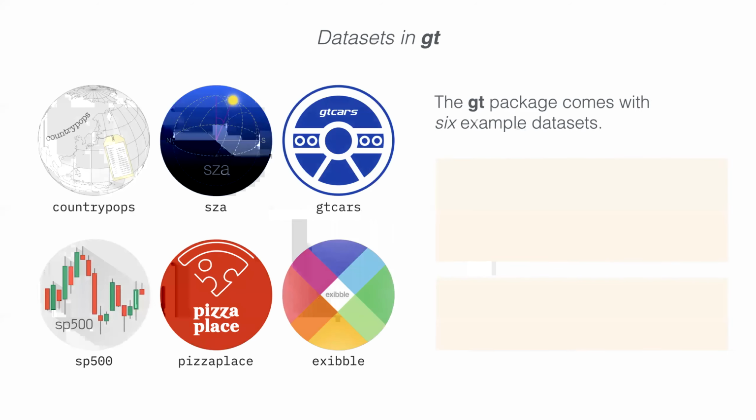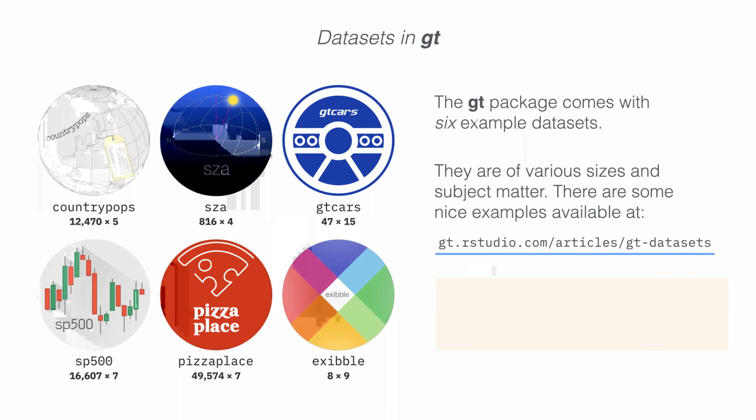It'll be so cool. Okay, I went a little crazy with GT. I put in tons of data sets, six of them, because it's great to have data to make examples with. So it comes with six example data sets. They have various sizes and subject matter. We have examples at that site.